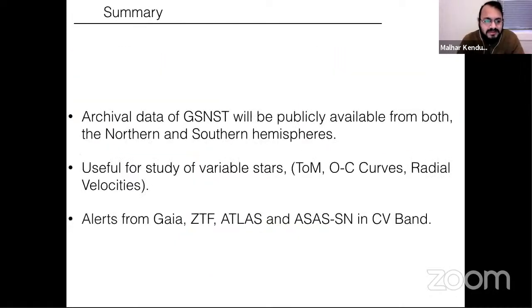So, summary: our archival data of the global supernova team will be publicly available from both the Northern and the Southern Hemisphere. The data will be useful for the study of variable stars, including times of minima, O-C curves, and radial velocities. We also monitor alerts from Gaia, ZTF, ATLAS, and ASAS-SN in CV bands. And yeah, that's it. Thank you.